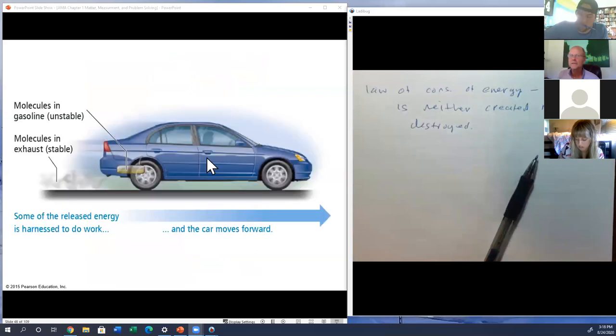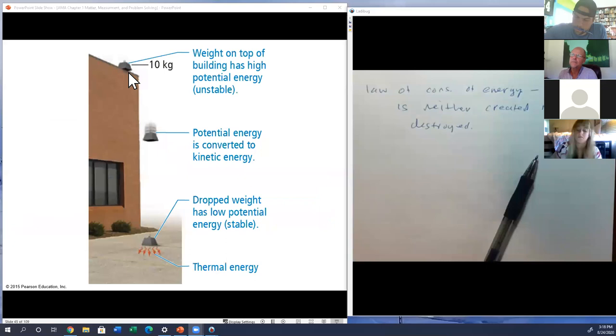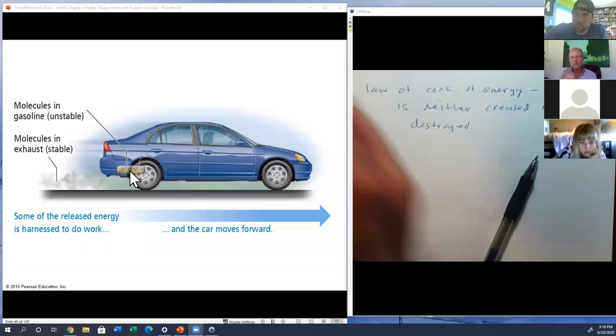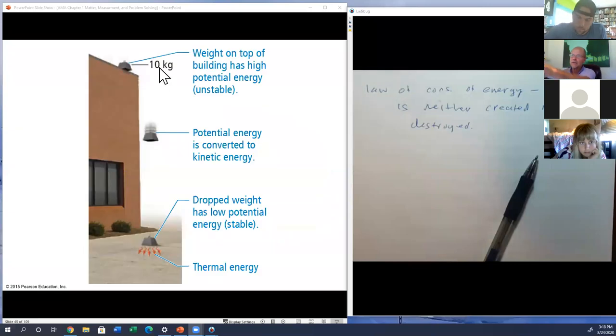Some chemical systems, like gasoline, for example, have what we call chemical potential energy. The gasoline in a car is a little bit like this raised weight, okay? The molecules have this potential energy due to the positions of the charged particles within them. And they can undergo a chemical reaction, right, which rearranges those charged particles. And some of that potential energy is then released, right?